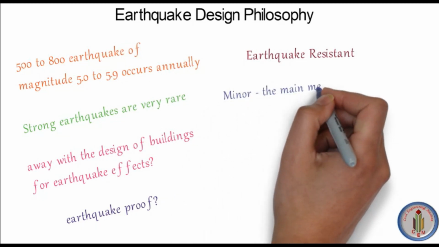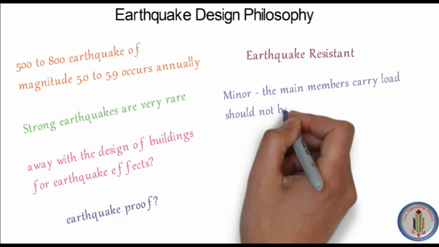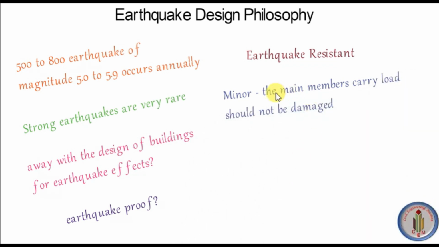Now let's summarize the earthquake design philosophy. First one is minor, which occurs frequently. In this one, the main members which carry the load should not be damaged, and other parts of the building, that means the members which do not carry the load, may sustain repairable damage.